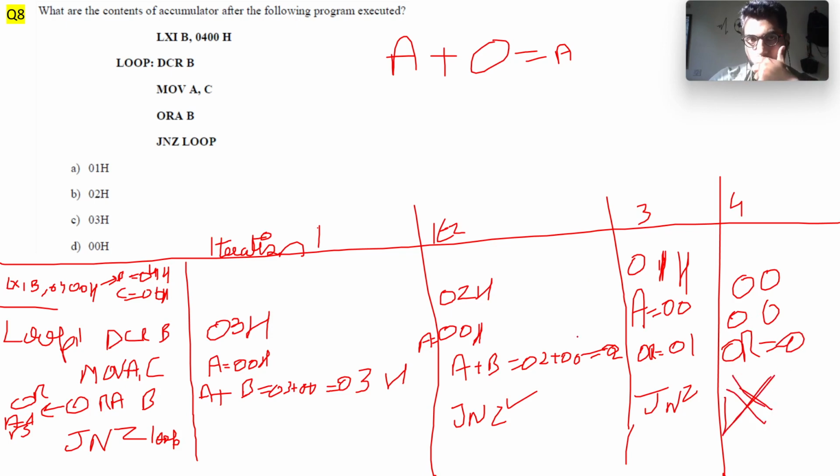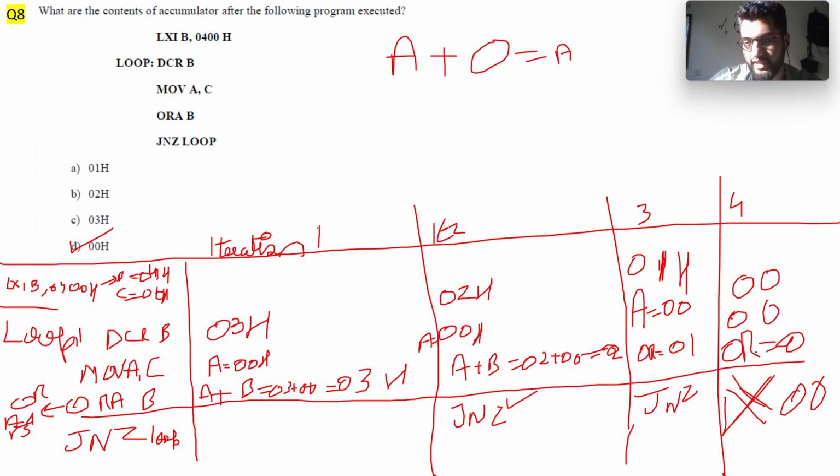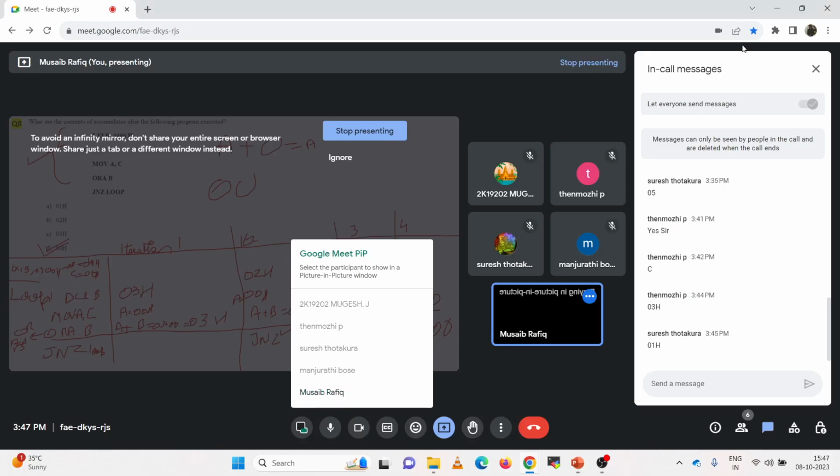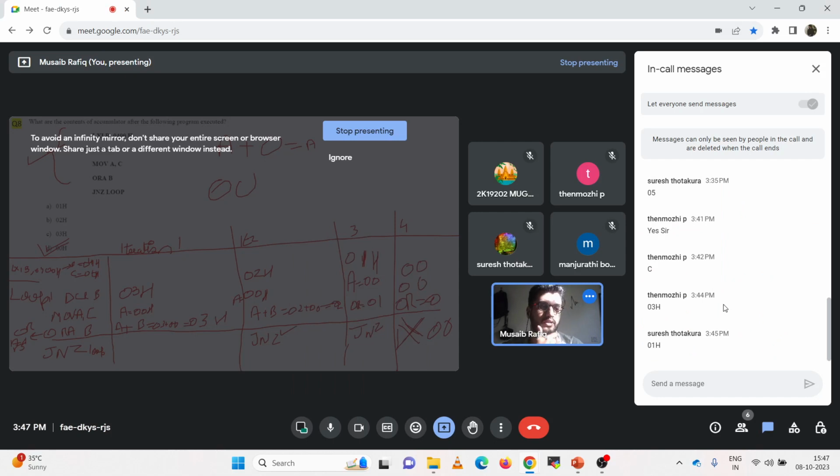So what are the contents of the accumulator after everything is done? It's 00, so option D is right. What we did here is decrement B, then move the contents of C to A, then OR operation, which essentially gives the contents of B only. Finally B became 00, and OR of 00 with 00 is 00. The condition was not met, and hence the contents of the accumulator are 00 after the whole thing is executed. So option D is the right answer. Is this clear?